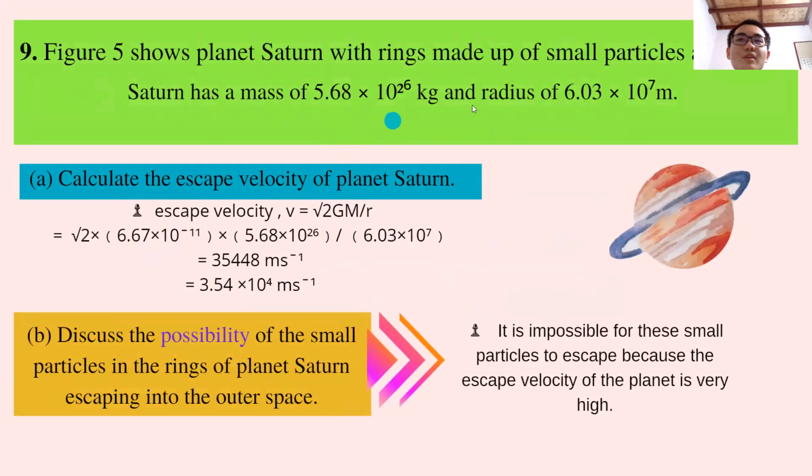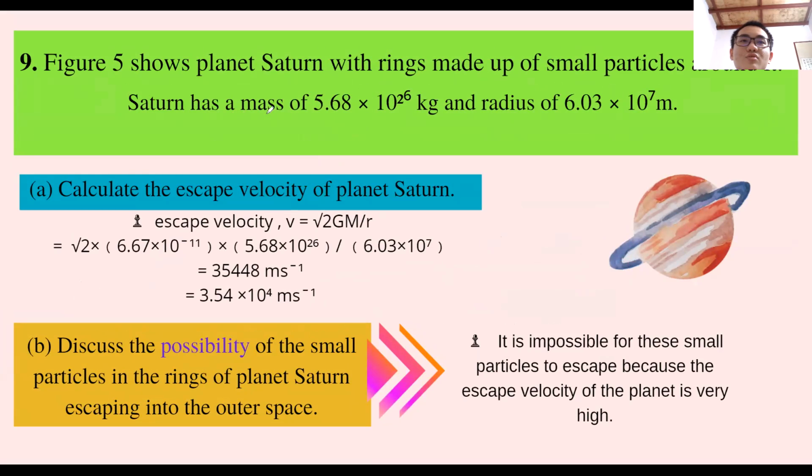Okay, question 9. Figure 5 shows planet Saturn with rings made out of small particles around it. Okay, it's all around it, right? Then Saturn has a mass of 5.6 times 10 to the power of 26 kg and radius of 6.03 times 10 to the power of 7 meter. Calculate the escape velocity of planet Saturn.